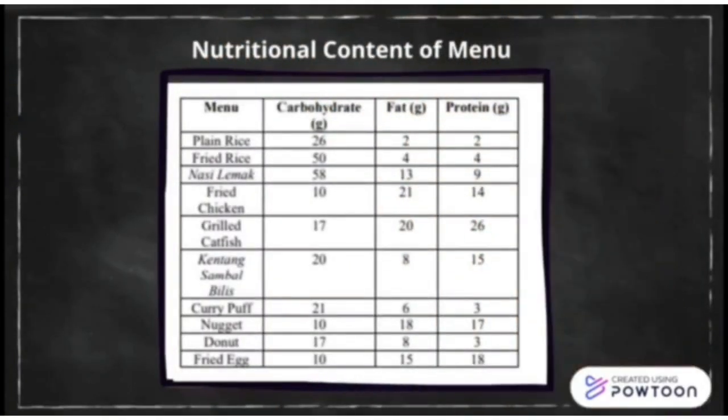Nutritional content of menu. Here are the contents of carbohydrate, fat, and protein for every menu on the left-hand side of the table. For example, in a plate of plain rice, there are 26 grams of carbohydrate, 2 grams of fat, and 2 grams of protein.